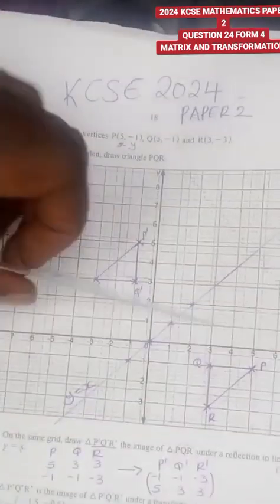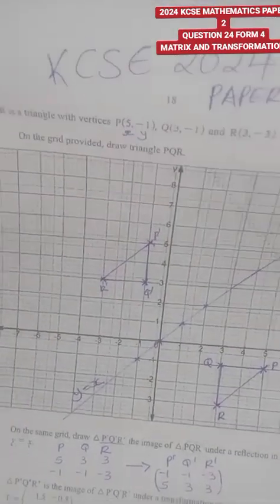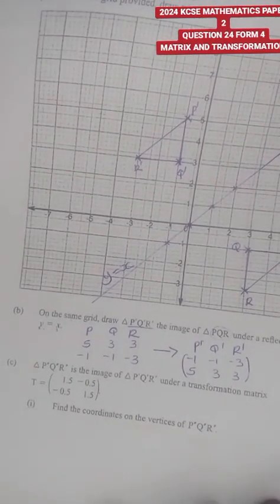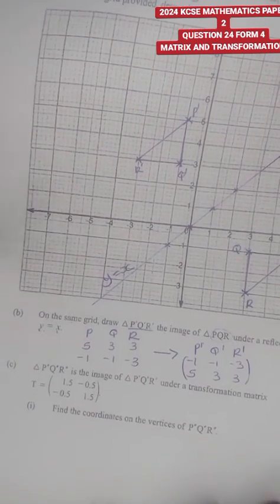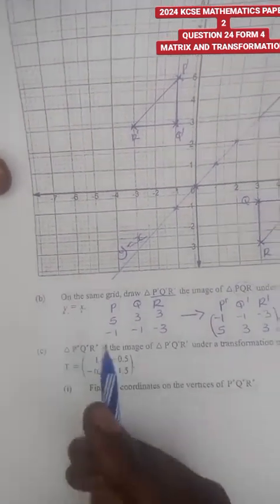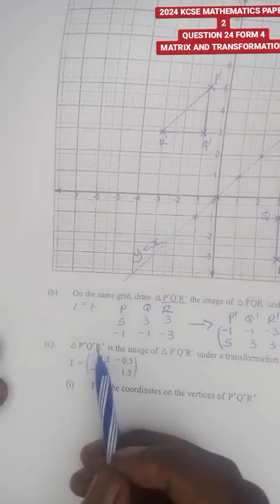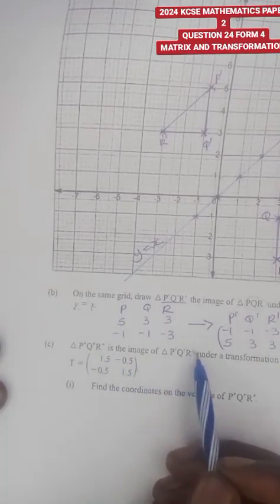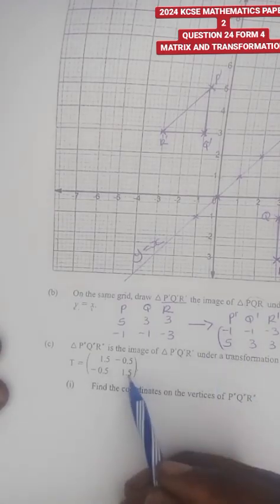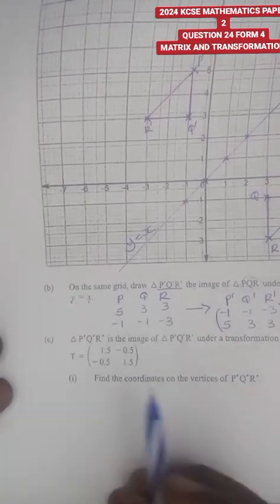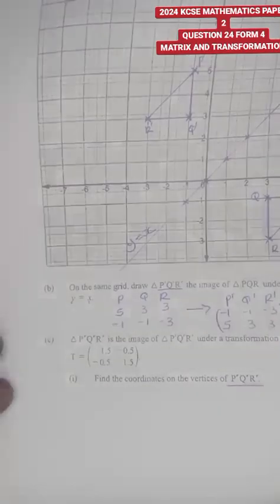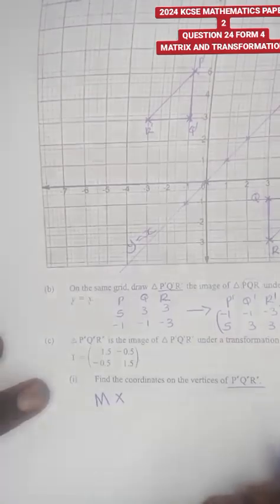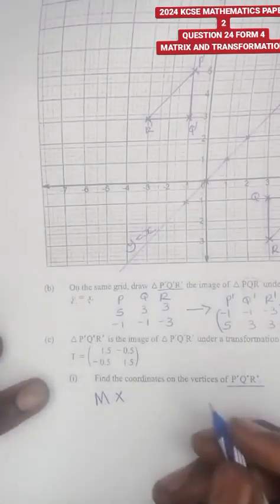Then you are told in part C that we have P'', Q'', and R'' is the image of P', Q', R' under a transformation matrix, this. So we have the coordinates. They want us to find the coordinates of the double prime. So we know that a matrix times the object will give me the image.